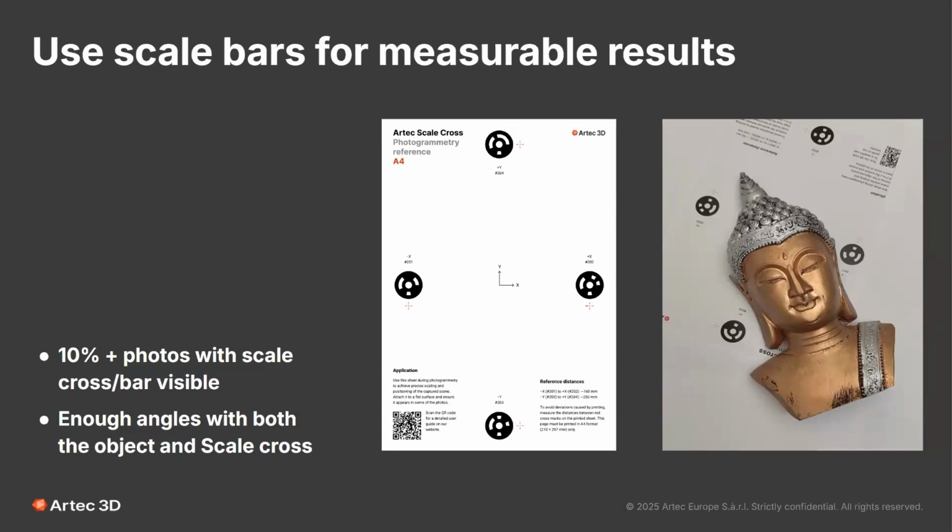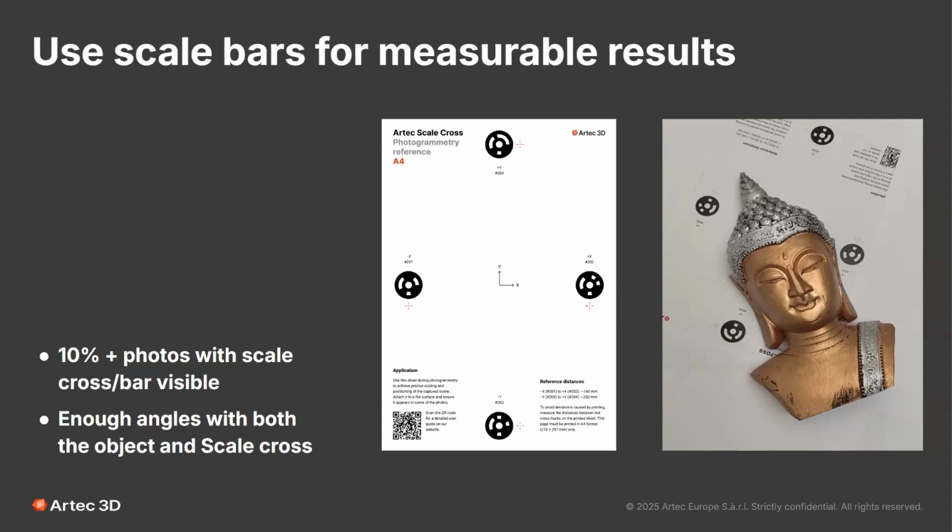So the more photos you have with those targets visible at the same time, the better. Of course, up to a certain extent. But generally, it's a good practice to have as many of your photos as possible with the full scale cross or scale bar visible. And in order for the proper reconstruction, you also need to make sure that your whole object is in the field of view of the camera at the same time, as you could see right here.